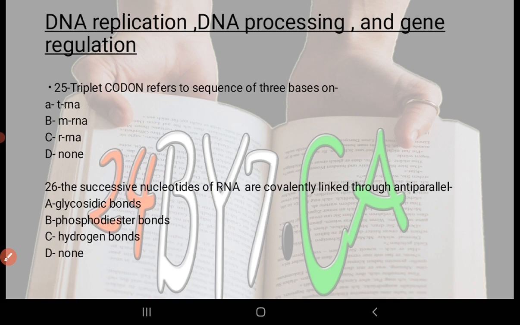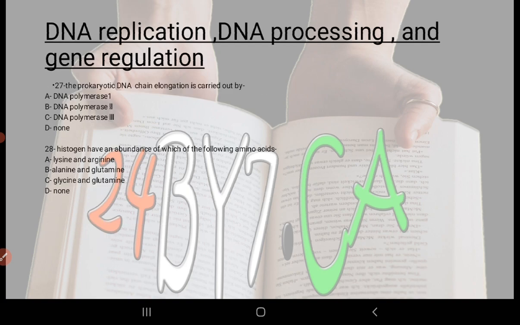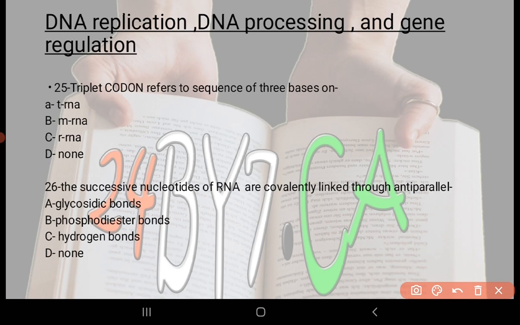Triplet codon refers to a sequence of 3 bases on: A, tRNA, B, mRNA, C, rRNA, or D, none. So the right answer will be option B, mRNA. As I just explained in the previous question too, the anticodon site is on the tRNA and the codon site is on the mRNA.